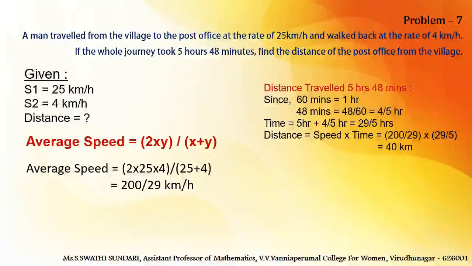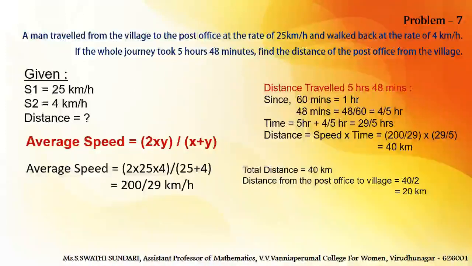Here the distance from post office to village and village to post office is 40 km. But the question is the distance from the post office to village only. So we have to divide this distance by 2. So we get 40 divided by 2, 20 kilometer. So the distance of the post office from the village is 20 kilometer.